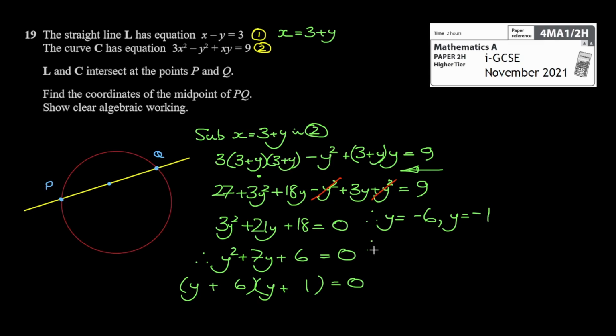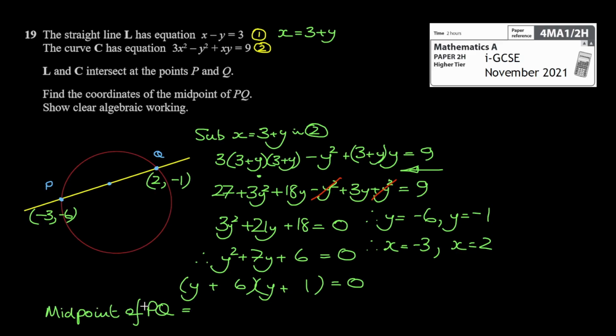To find the x values, we need to substitute these separately into equation 1 up here. So if y is negative 6, x will be equal to negative 3. And when y is negative 1, x is equal to 2. So again, this will probably be coordinate geometry nonsense, but I'm just going to say that P is negative 3, comma, negative 6, and Q is 2, comma, negative 1.